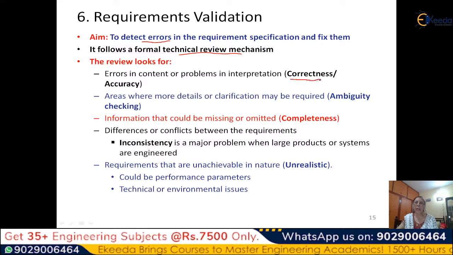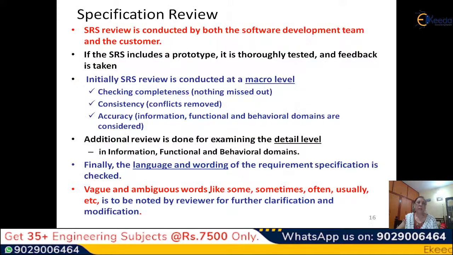We have to basically think of the good characteristics of a good requirement and check that our requirement is actually good. So we have to check for ambiguity, no conflict. We have to check for correctness. We have to check for completeness. That means nothing is missing. And we have to remove all inconsistency, conflicts, and more or less. And also we have to look for realisticness, whether it is achievable in terms of the performance parameters and also in terms of the technical or environmental issues. And so we will have to have a specification review.